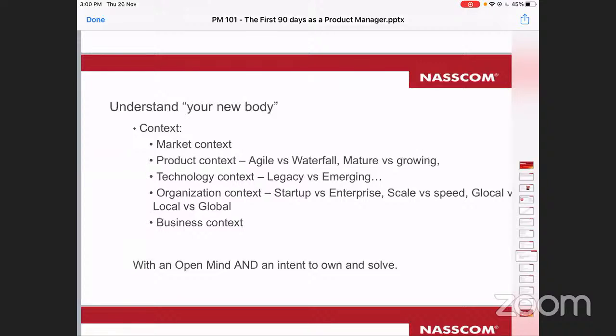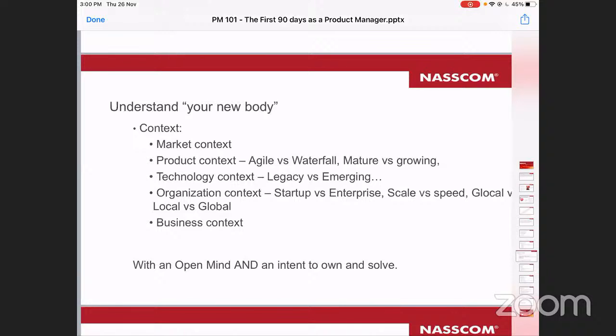So these are all, and what is the organization's vision and priority? Are they looking to be local? Are they looking to be global? Very important for you to understand. And the business context. Business context is what are the business metrics that this product needs to hit?